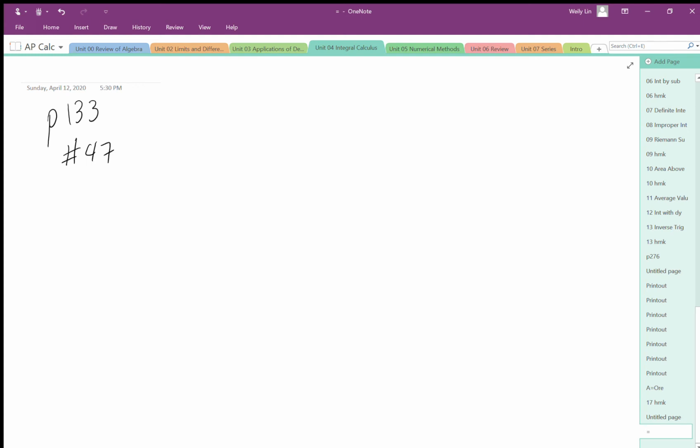So this is a homework for page 133 for L'Hopital's rule for notes day 18. The number 47 is a limit problem: the limit as x goes to 0 of tan(pi x) over x. If I plug in 0, I'm going to get 0 over 0, so I can apply L'Hopital's rule. I have the condition.